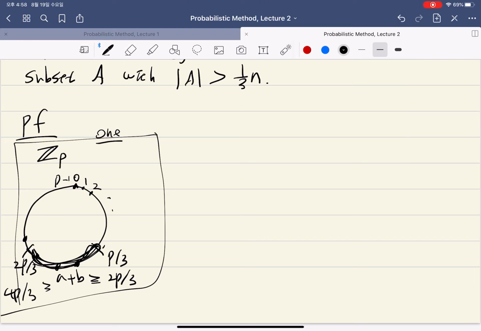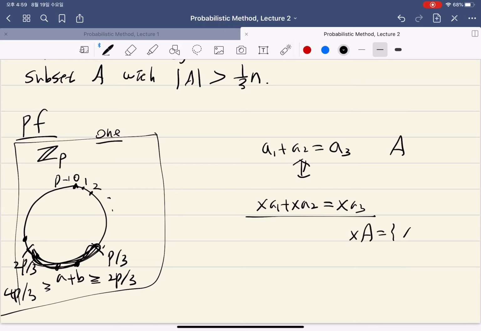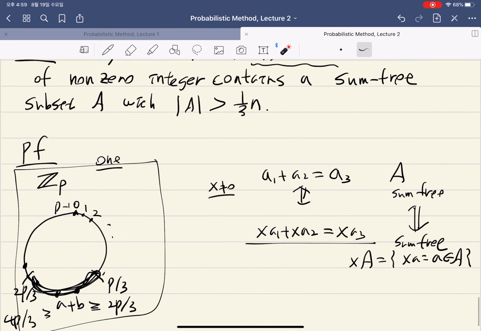Another observation is that if a1 plus a2 equals a3, then x a1 plus x a2 equals x a3 is also the same. So meaning that if A is sum free, then xA, which is x times a for a in A, is also sum free, where x is not 0.